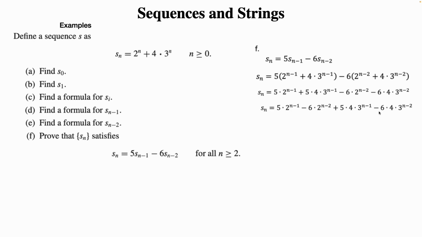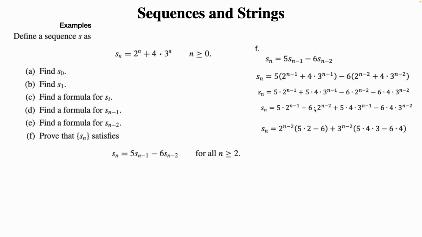The next line, what we do is we say, okay, I'm just going to reorder these. I'm going to move this up to here and this over to here. So I've got the powers of 3 together and the powers of 2 together. Then we're going to do some factoring.